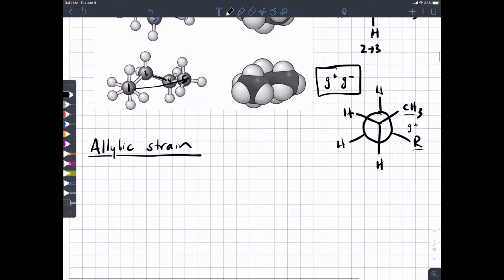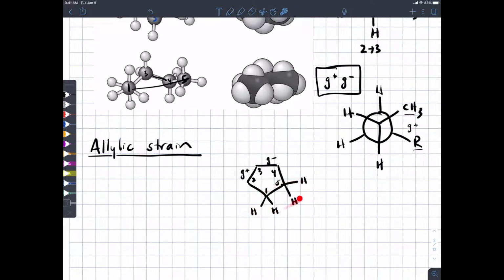And so if you take those two and you bond them together, you now have cyclopentane, and you relieve that interaction by just enforcing it. There's angle strain and ring strain present in cyclopentane. But now you could have a gauche plus here and a gauche minus there, and it doesn't matter because these two are connected to each other.